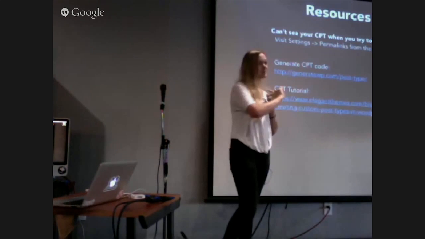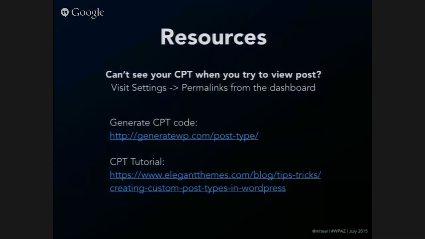So we've got some resources. At the very beginning of this presentation, I did link to the codex. I linked to the page that describes custom post types. So if you're interested in some more reading, some probably more accurate or detailed reading, I recommend you go there and check it out. But we've got Generate WP, which does a really nice job of saying, here's all of the stuff that you can customize around the custom post type. And then you can drop that code. It's safe. You can drop that code into a plugin and use it on your own.